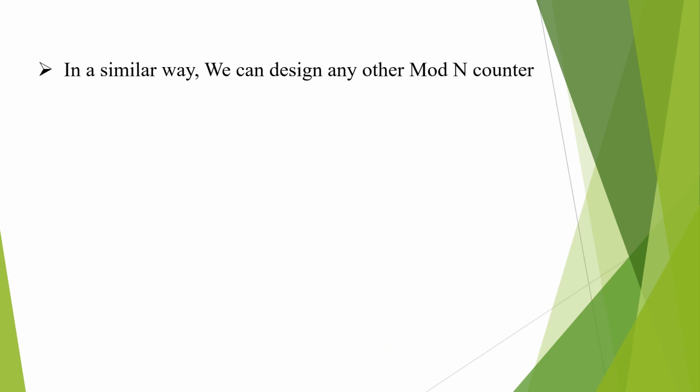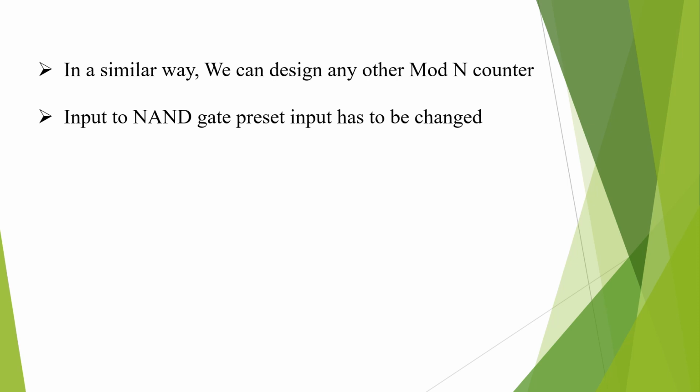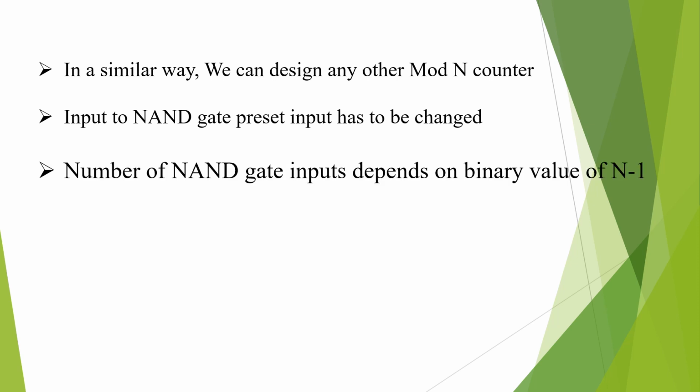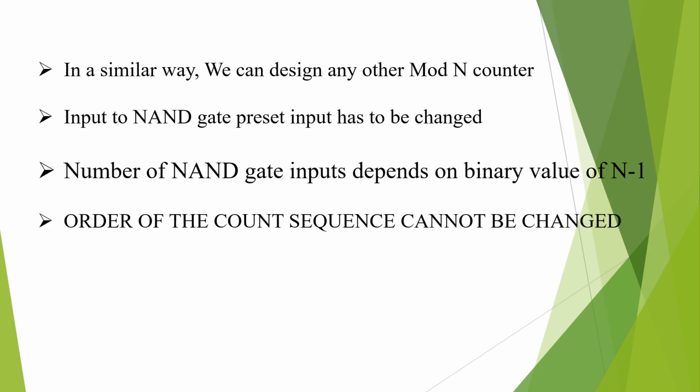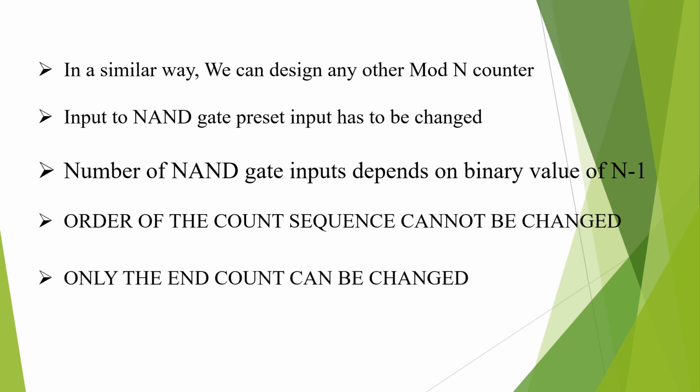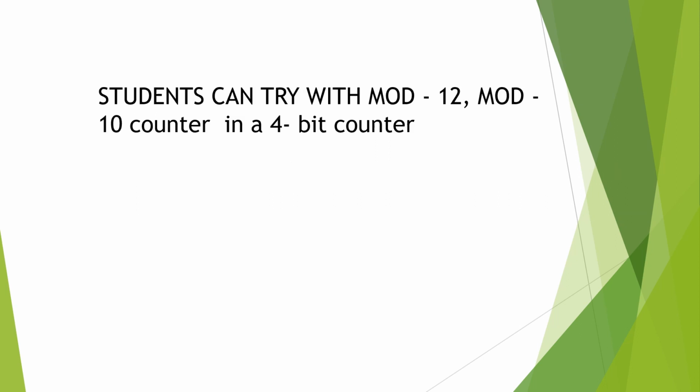In a similar way, student can design any other mod counter. Only thing is the input to the NAND gate and the preset input has to be changed. The number of NAND gate inputs depends on the binary value of n minus 1, which can be 2, 3 depending on this. Order of the count cannot be changed. That is, you cannot change it to 0, 3, 2, 1 like that. Only the n count can be changed.